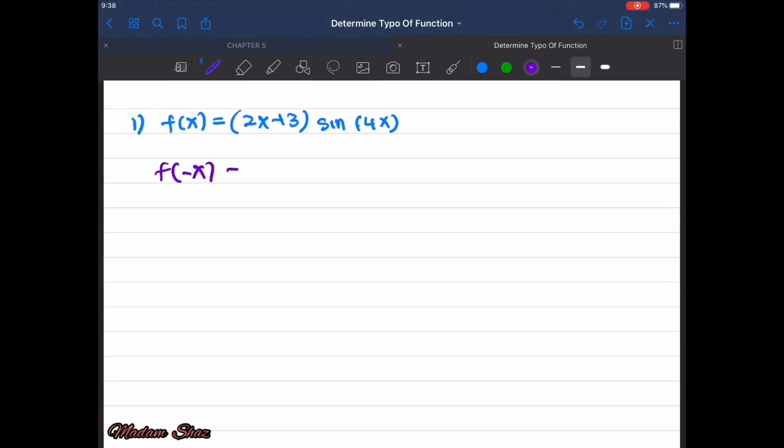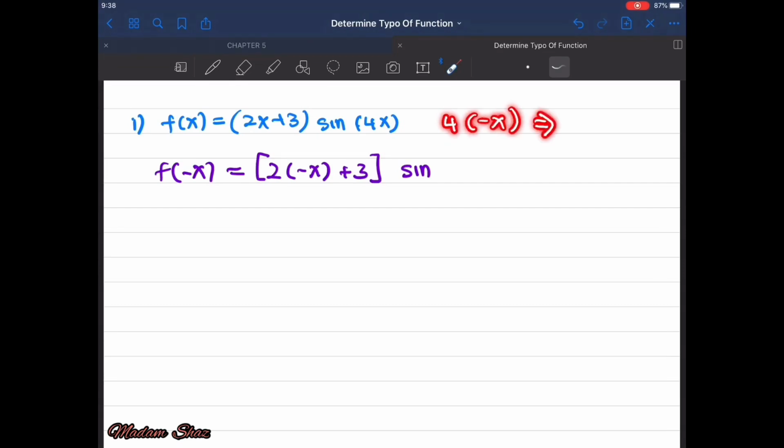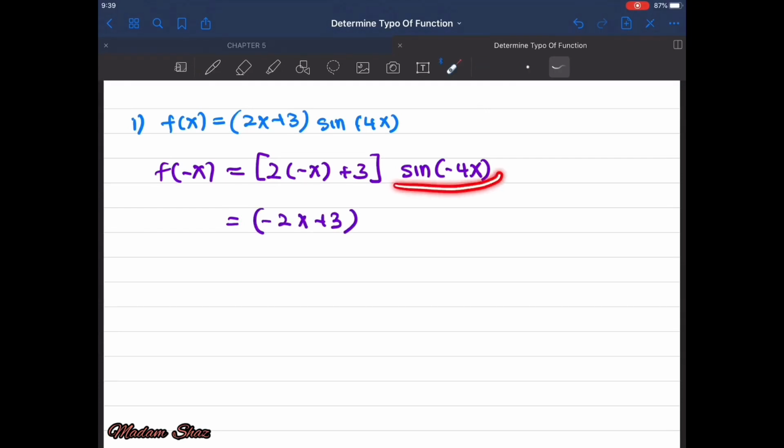So f(-x) is equal to 2x, this one make it in bracket, 2 multiplied by negative x plus 3. Close the bracket, multiply with sine 4x. So 4 multiplied by negative x will become negative 4x. So negative 4x is substituted into the bracket of the sine, sine of negative 4x. And then you have to simplify. Simplify the first bracket here: 2 multiplied with negative x will become negative 2x plus 3. Close the bracket. Sine of negative 4x.